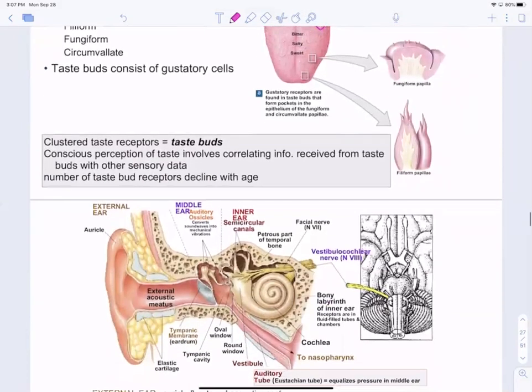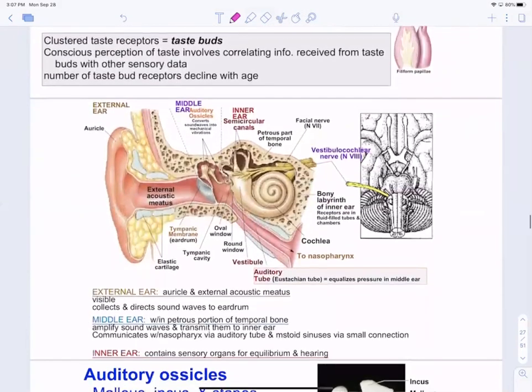So those are taste buds. They also decline with age. So, you know, people in their 70s, 80s, 90s, they're not as excited about food. They can't really smell it and it's hard to taste. So it is kind of a bummer.